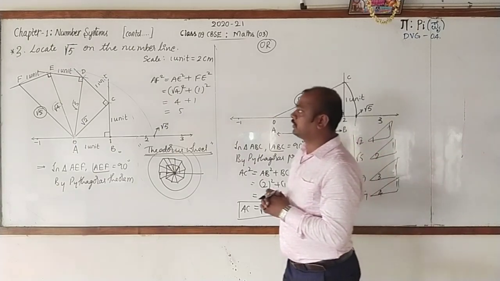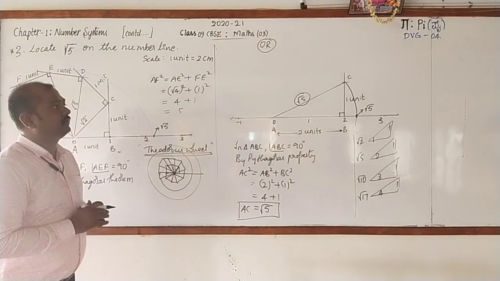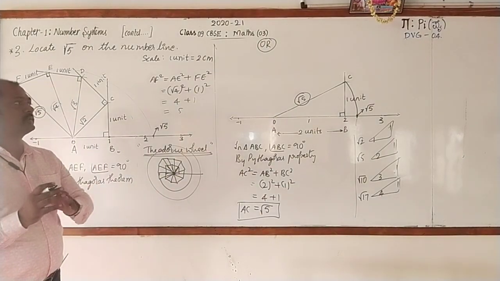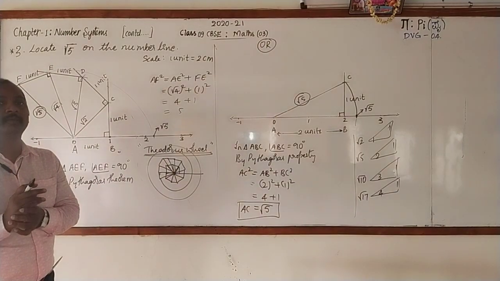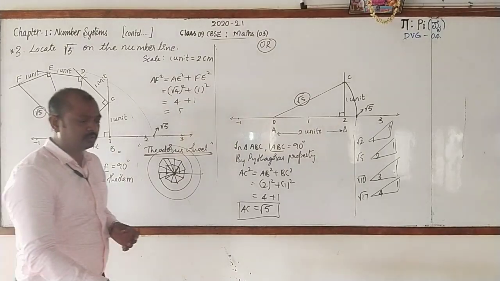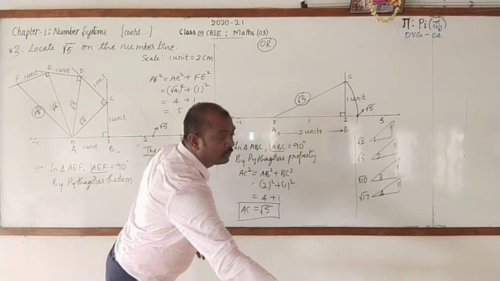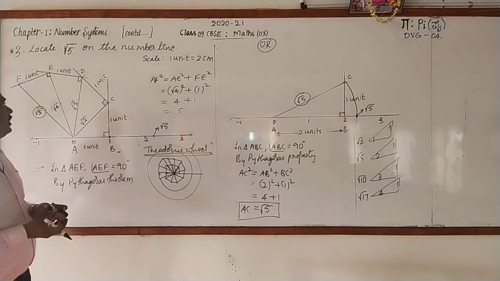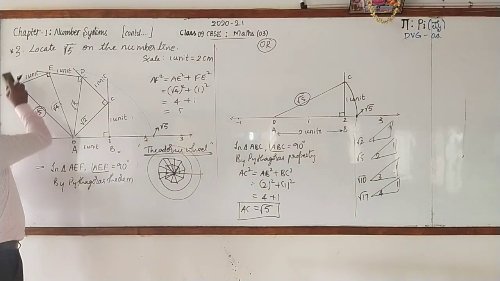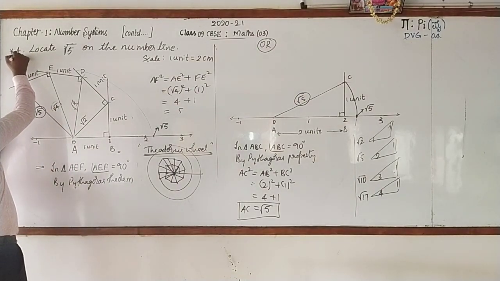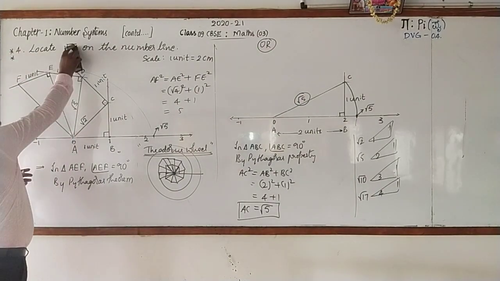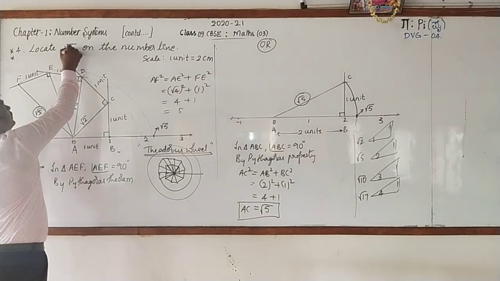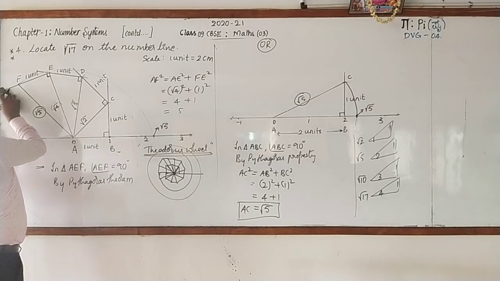Now, I'll go for one more, that is root 17, because it was asked in the examination as well. Let me show how to locate root 17 on the number line. It is fourth one. I put double star mark as it was given in the examination. Root 17 on the number line.